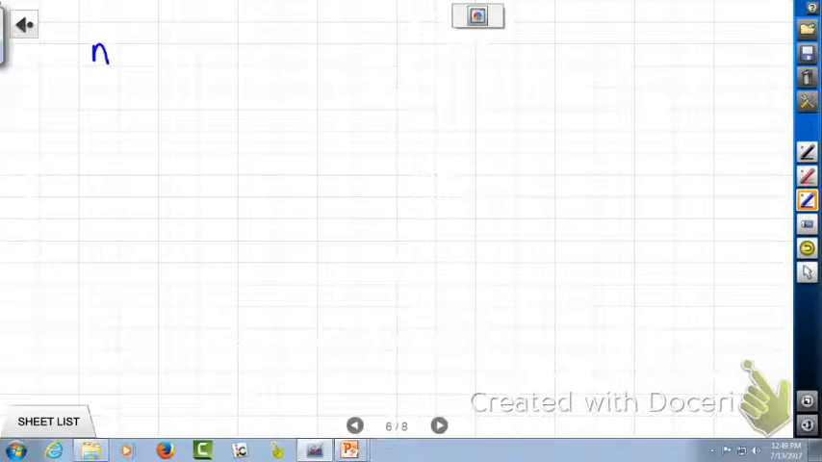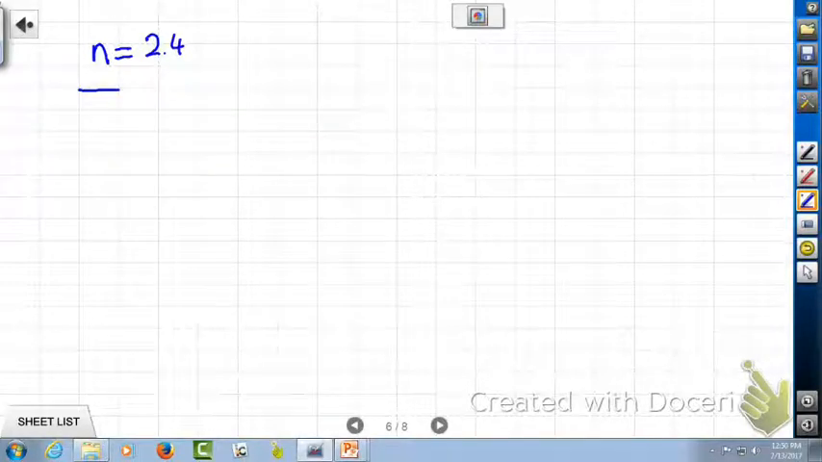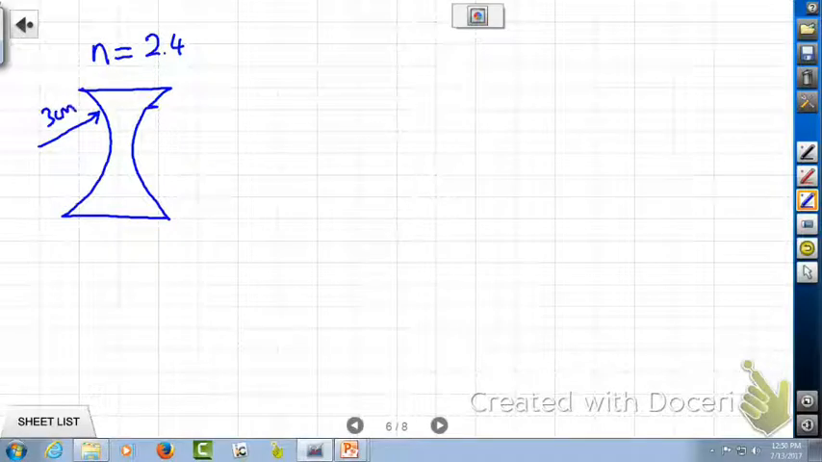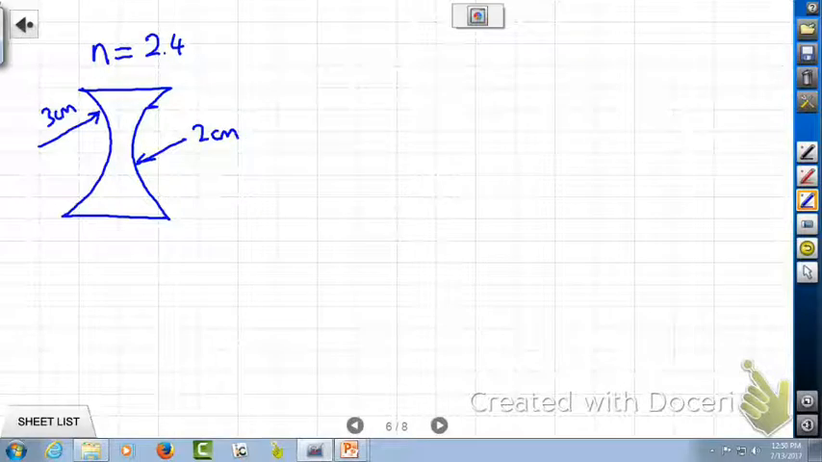So we'll say that n is equal to, let's make our lenses out of diamond, why not? So that's 2.4. And let's say that we have a diverging lens, and let's say this is 3 centimeters, and that is 2 centimeters. So, which is R1? Is it this one, or is it this one?